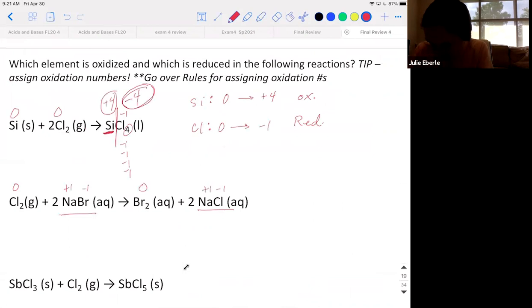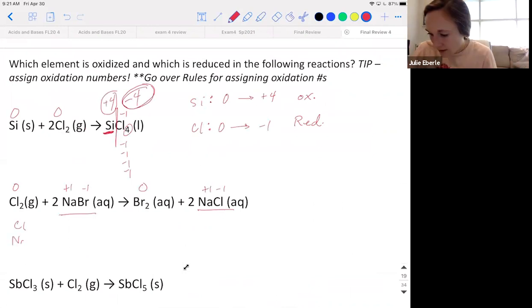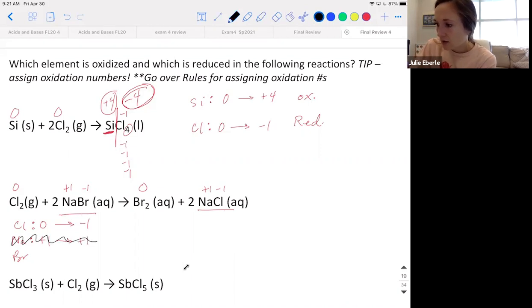Okay. So chlorine, sodium, bromine, what's happening to these? Chlorine starts out as a 0, and you always write what it was on the reactant side and what it becomes on the product side. So it becomes a -1. Sodium starts as a +1, and on the product side, it's still a +1. So I'm not even concerned with sodium here. It's not changing. It's not being oxidized or reduced. Bromine starts out as a -1, and on the product side, it becomes a 0. So what do y'all think?